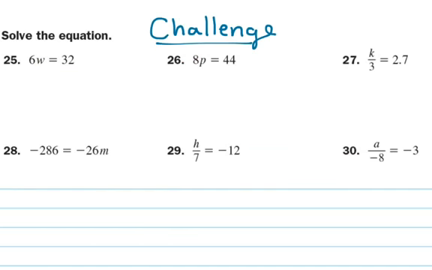Now, here's the challenge for you, some extra ones. Solve these equations using integers, which is positive and negative numbers, and also decimals.